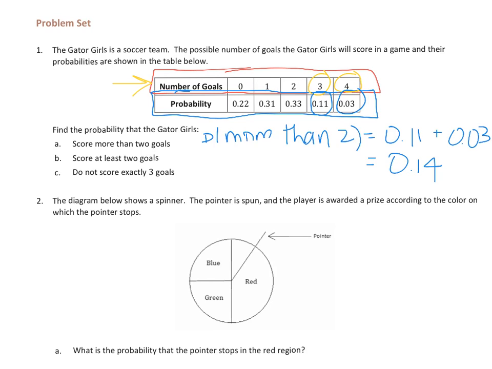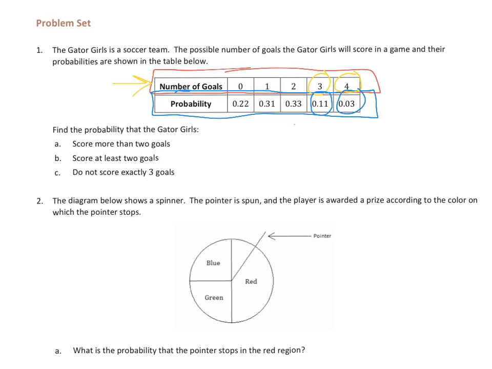We'll use a similar process to find the probability for question B. Question B says find the probability that the Gator Girls score at least 2 goals. So this is somewhat different. Here we had more than 2, so we needed the 3 and we needed the 4. Now that we have at least 2, we're going to be including the probability of scoring 2 goals plus the probability of scoring 3 goals plus the probability of scoring 4 goals. So it changes the question slightly.